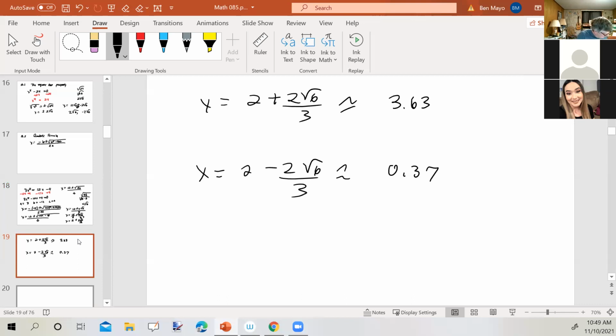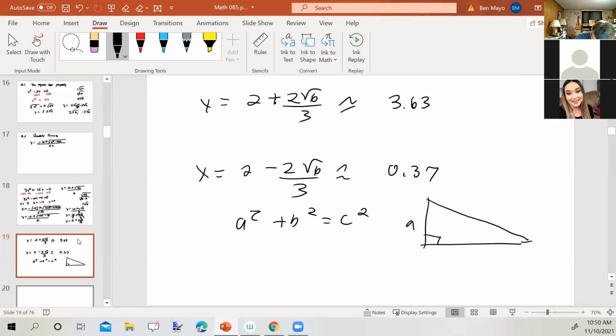Okay. Don't forget the Pythagorean theorem, a squared plus b squared equals c squared. You use that when you're given a right triangle and you're given a relationship between the sides and you plug it into the Pythagorean theorem. And then from there, you end up usually solving a second degree equation.